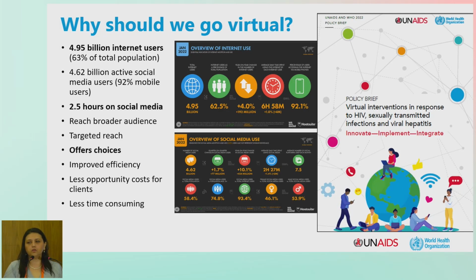I just wanted to take you through a little bit about virtual interventions as well, because it's a very important part when we are offering self-testing to people. It's extremely important that we go virtual. We need to capture the hidden and the discrete population that are available on social media platforms and dating apps. The majority of the population today use the internet, and 4.62 billion people have access to social media itself. 2.5 hours a day on social media is being used. And it actually helps us to offer choices. It helps us to offer differentiated care and services to populations virtually, which actually helps us to improve access to services as well.